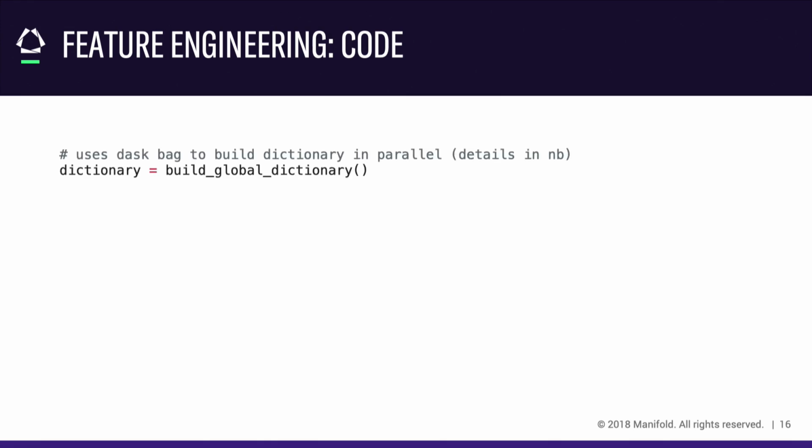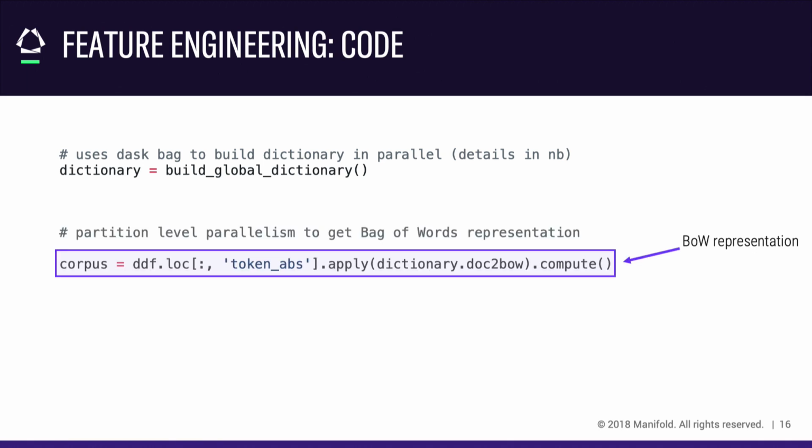First, we just want to build our global dictionary. And for brevity, I've left out the details. It's a similar design pattern as before using Dask bag. Then we have a DDF, or Dask data frame structure, which we've read in every single preprocessed JSON file into. And then we're grabbing the tokenized abstract column and using Dask apply function to apply our dictionary's doc2bow, or document to bag of words operation, in parallel once we call .compute.